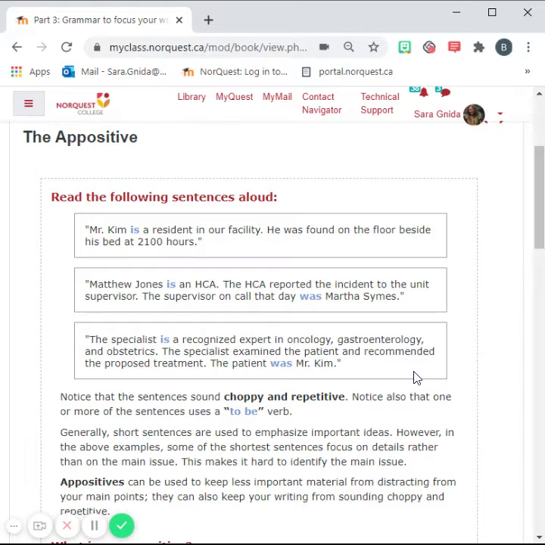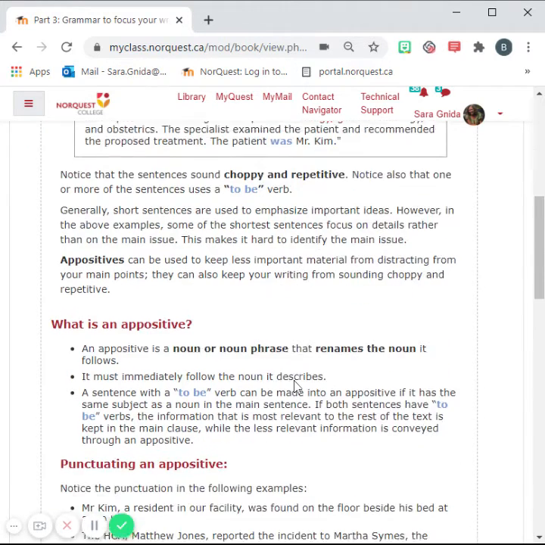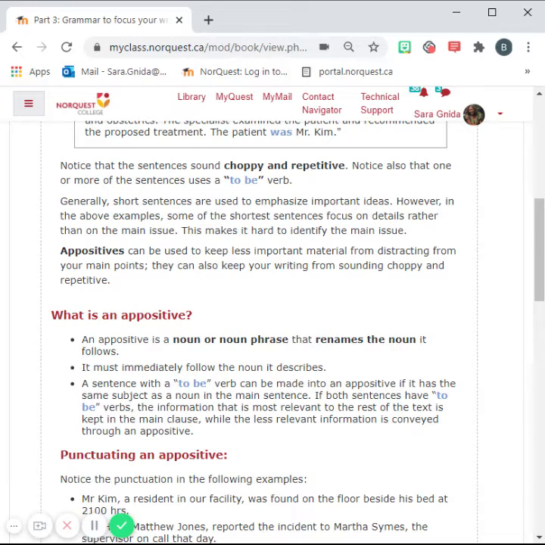However, in these examples, some of the shortest sentences are details. They aren't the main issue. So that makes it hard to identify the main issue. For instance, here, Matthew Jones is an HCA. That's not the main point. The main point is that Matthew Jones, I assume here, reported the incident to the unit supervisor. That's the main point. All right. So appositives can be used to keep the less important material from distracting from your main points. And they can also help your writing sound less choppy and less repetitive.